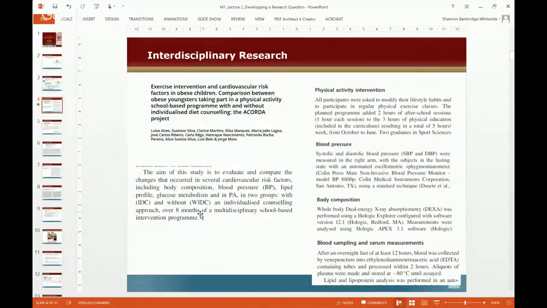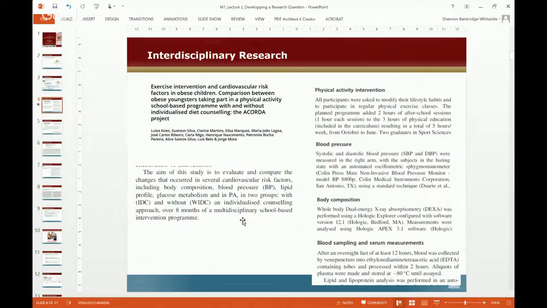And they were going to be looking at these risk factors over an 8-month period during which these students are involved in this school-based intervention program. It's very specific. We have a clear idea, between the title and what I've cropped up here, of who the study population is, what the interventions are, and what types of outcomes they're looking at.